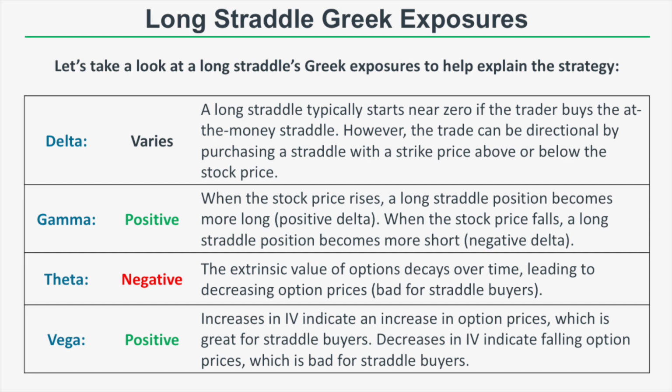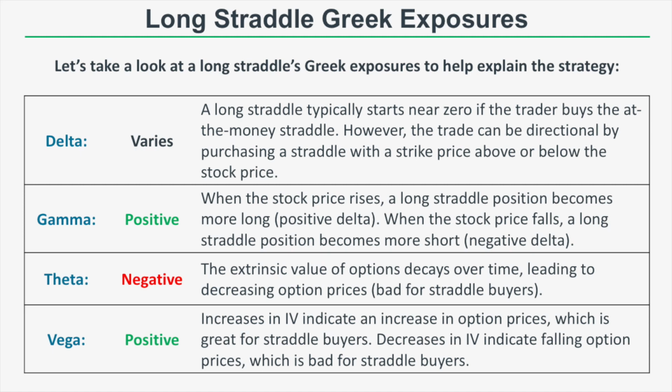Now, in regards to theta, a long straddle's theta is negative, and that means that the extrinsic value of options decays over time, and that leads to decreasing option prices, which is obviously not what you want when you buy a straddle. So if the stock price sits right at your long strike as time passes, you're going to lose money from time decay because the extrinsic value of the options that you own is decreasing.